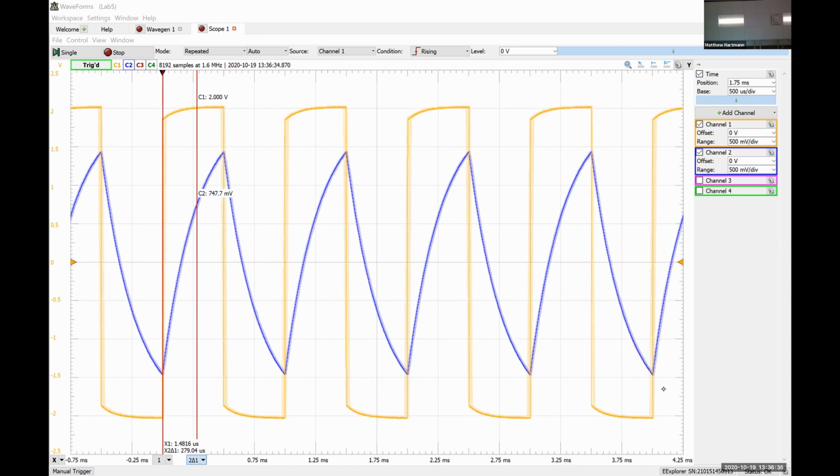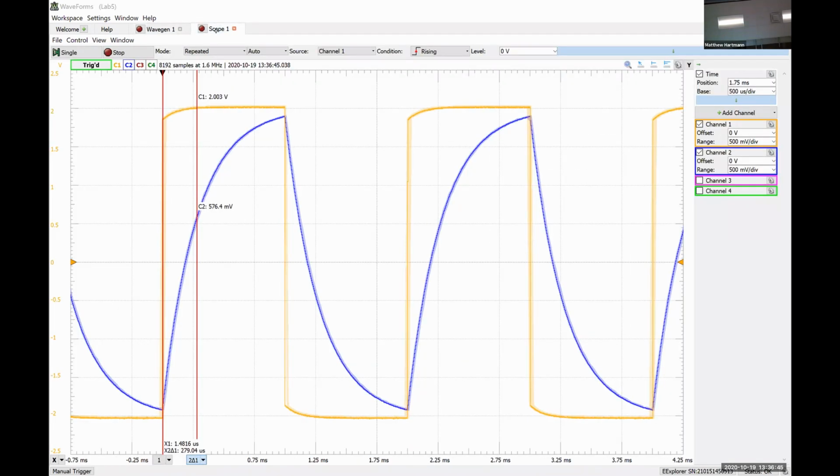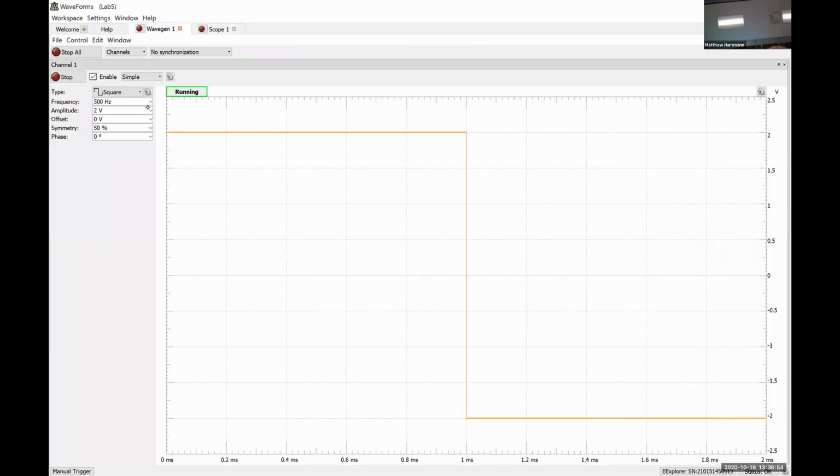So if we play around with the frequency a little bit here, let's say that we go to 500 hertz, so we're halving our frequency. See, it's a little better, but we're still not actually achieving that peak positive value and peak negative value. So let's drop it down once more to 200 hertz.